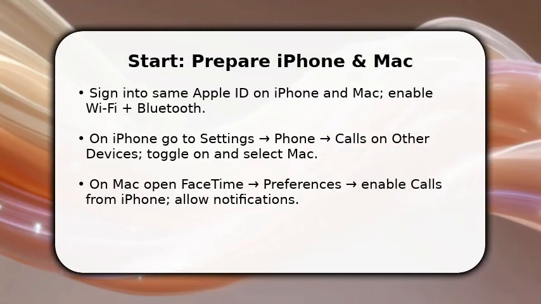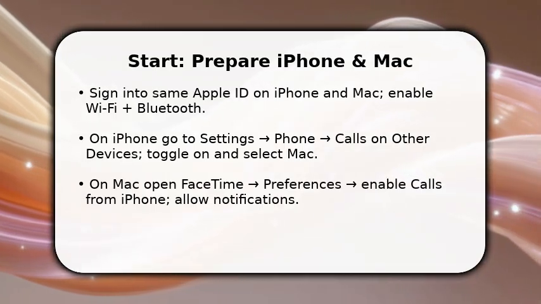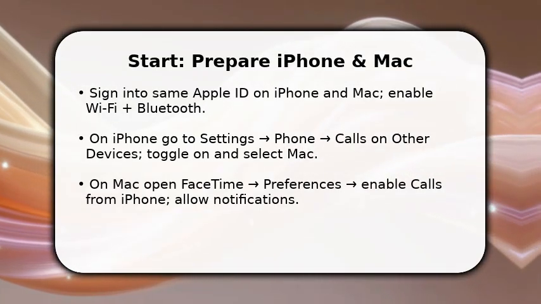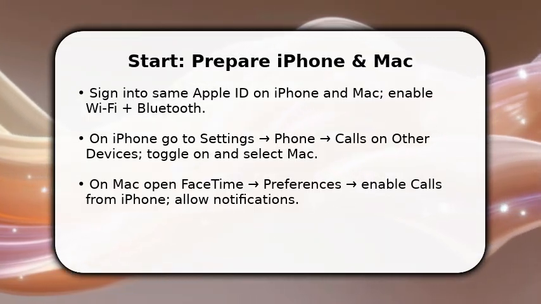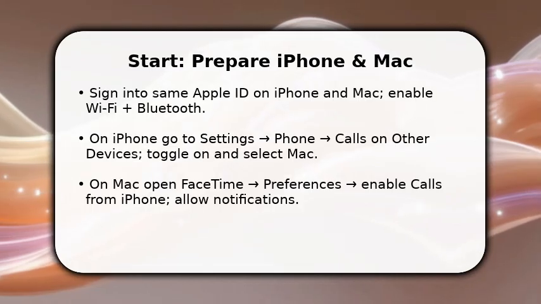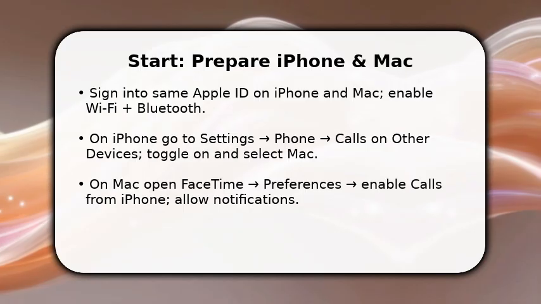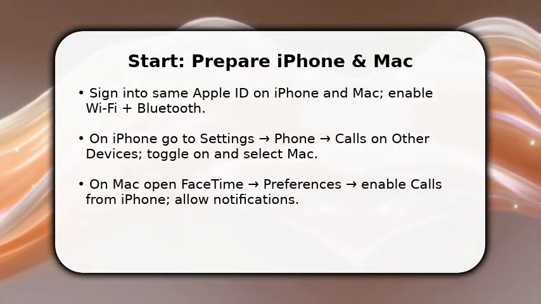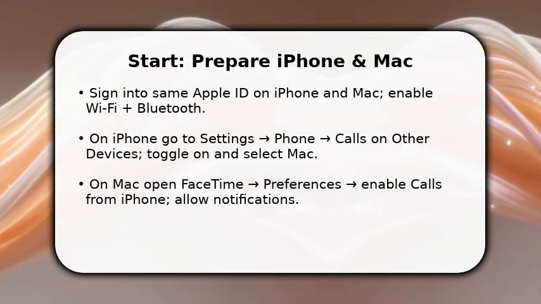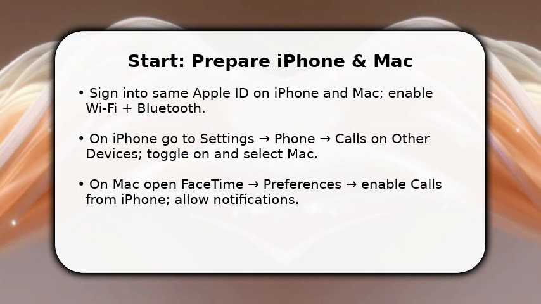You begin by making sure both devices share the same Apple ID and are on the same Wi-Fi network. Bluetooth should be enabled. Once done, open Settings on your iPhone and go to Phone, then Calls on Other Devices. Turn it on and permit your Mac. Then on your Mac, open FaceTime, choose Preferences, and enable calls from iPhone so the system can route the carrier call through your Mac. This links the devices and prepares them to receive calls immediately.